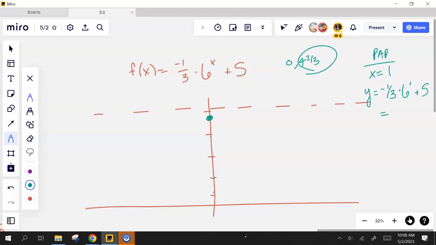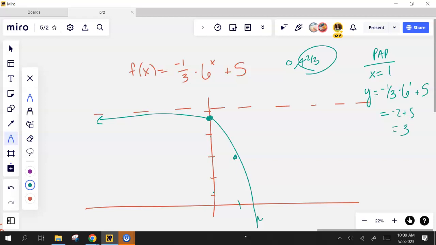Four and 2/3. 4.67, yeah. Negative 2 plus 5, which is 3. So I get 1, 3. Let's connect these and make sure that this looks like a reflected growth. It does. If I flip that over the asymptote, it would still look like a growth.